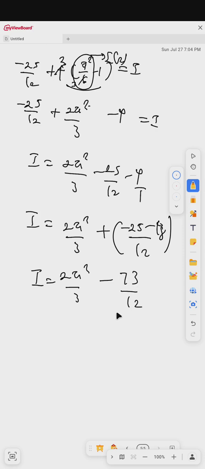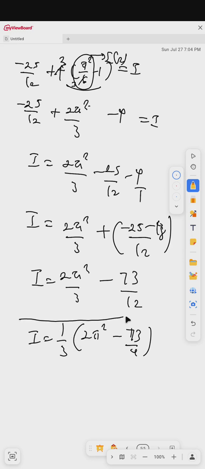So that's the answer to the question. We can also say that I equals 1 over 3, into bracket 2 pi squared, then minus 73 over 4. So that's the answer to that beautiful integral.